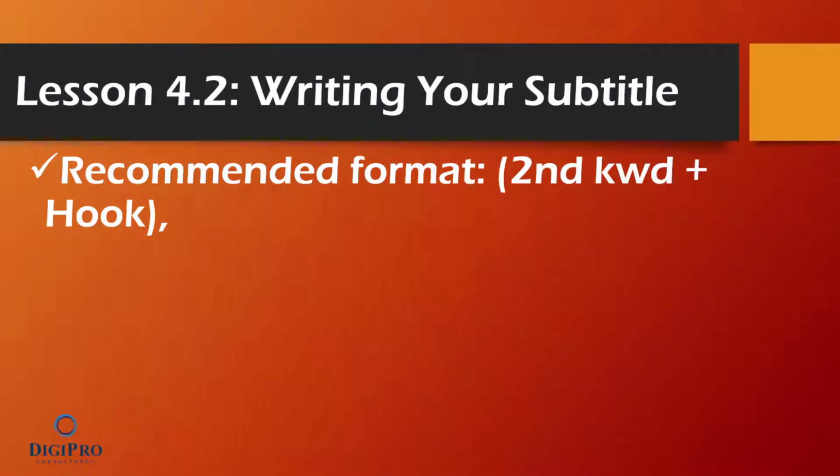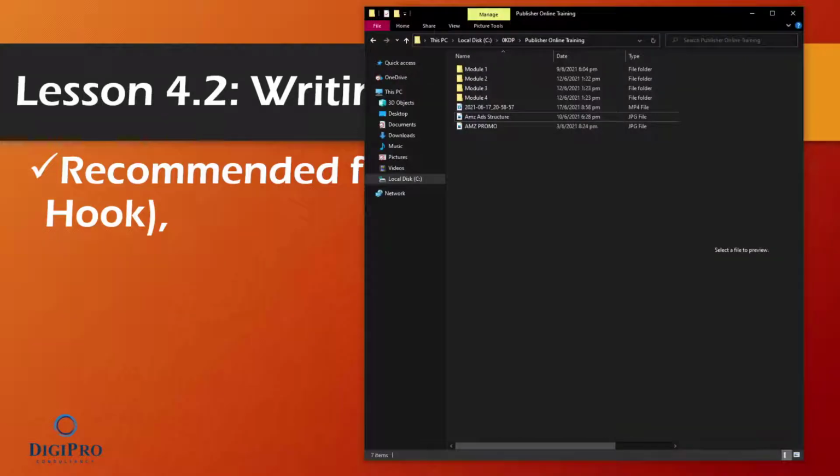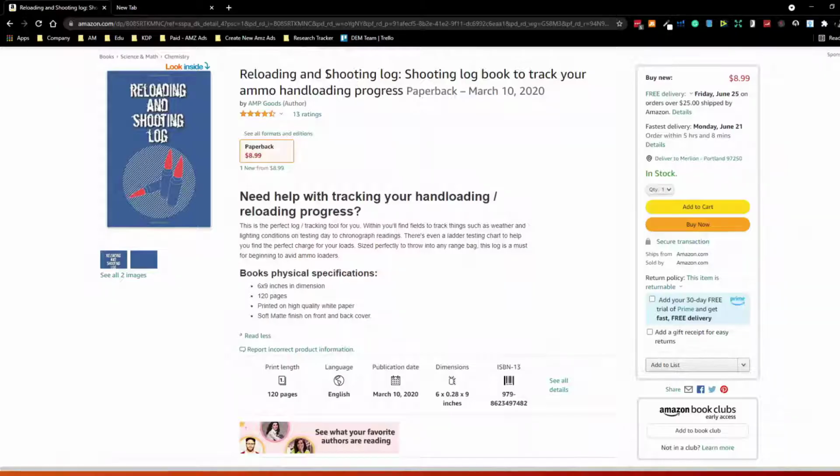So the recommended format for the subtitle is to have a secondary keyword and the hook. Let's take a look back at the listing itself. Just now we were looking at this listing. Shooting log appears once already. Shooting log books, okay, so this is a secondary keyword. This person decided to put this as a secondary keyword. Shooting log is the first main keyword that the person put in, not reload, because reloading can be anything.